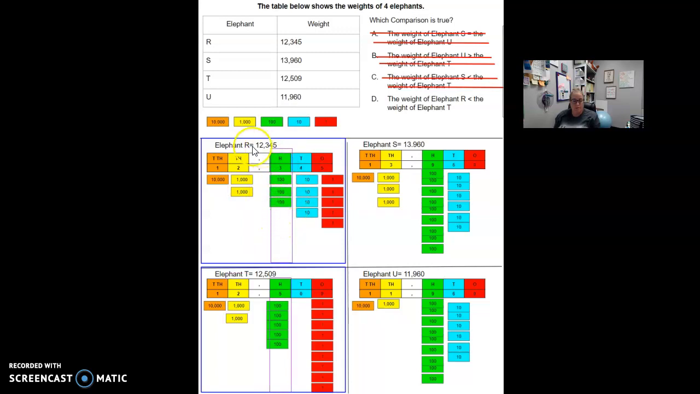When I come to my hundreds place, I'm able to see that elephant R has 300 and that elephant T has 500. Well, now I am able to compare because these two numbers are different. Which one is greater? Is 300 greater or is 500 greater? That's right, 500 is greater. So that means that elephant T is bigger. But if elephant T is bigger, that means that elephant R is smaller. So let's see. This says the weight of elephant R is less than the weight of elephant T. Well, is that true? Is 300 less than 500? Yeah. So since that's true, we know we did it right, so we're going to circle the answer D.